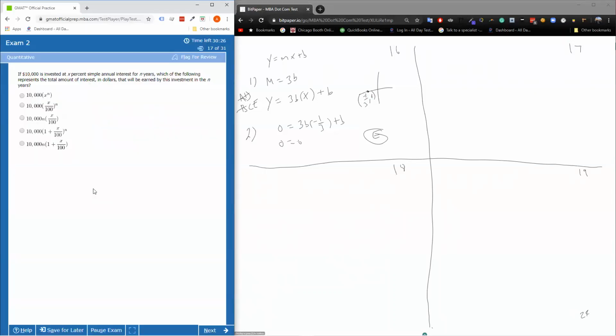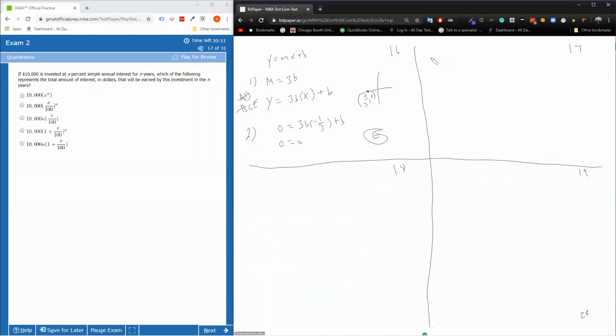If $10,000 is invested at X% simple annual interest for n years, which of the following represents the total interest that will be earned in n years? So simple interest just means that it's the same amount every year. So for any given year, the interest is always taken on the same principal, just the 10,000. It's 10,000 times x over 100, because x% means x over 100, which is just equal to 100x, and times how many years there are, because it's the same amount every year.